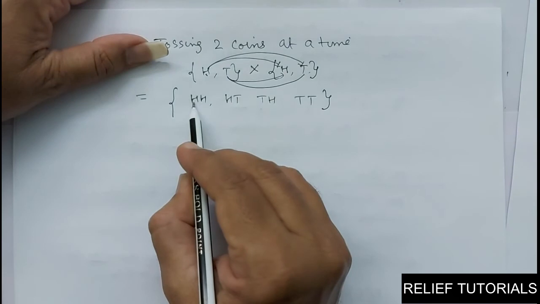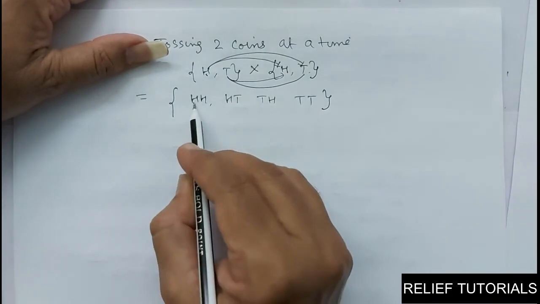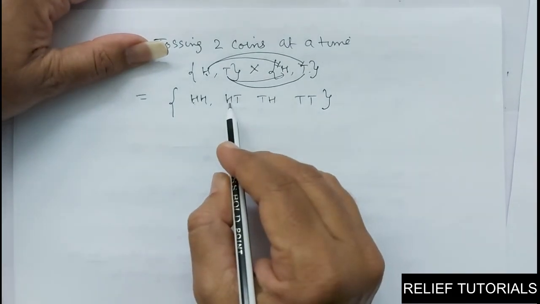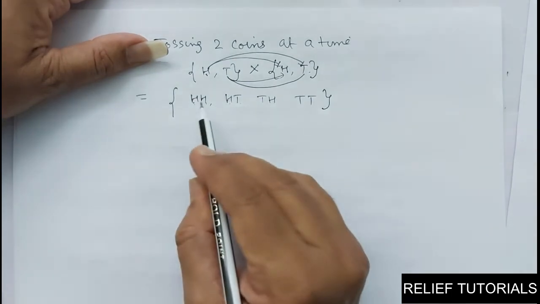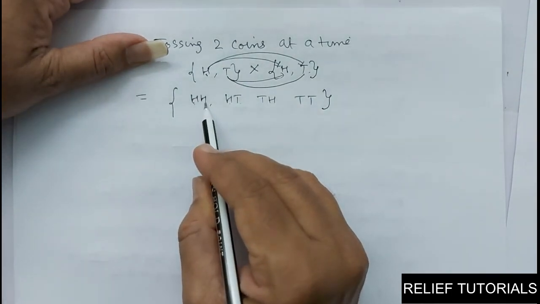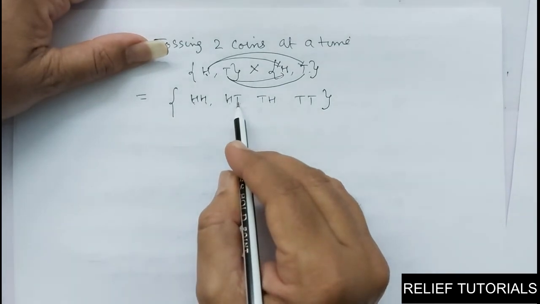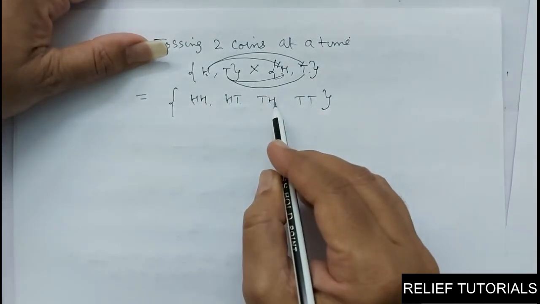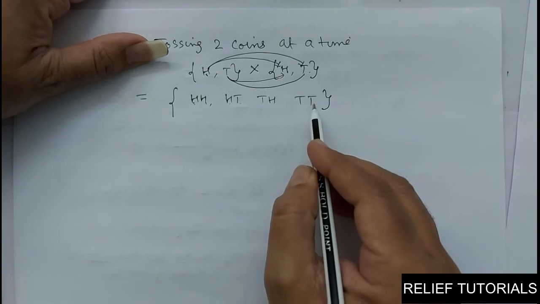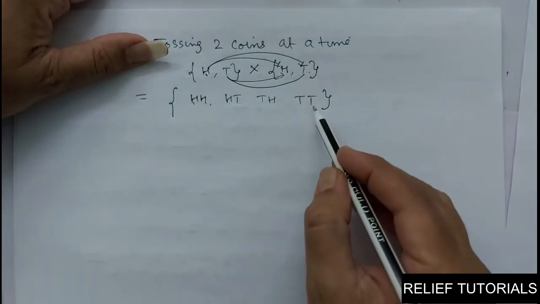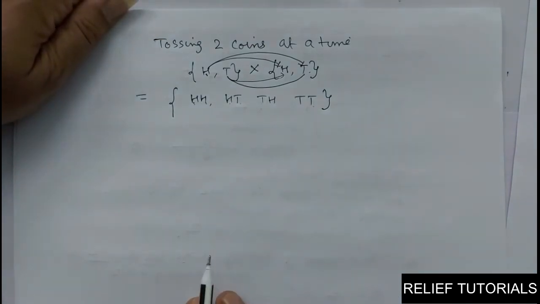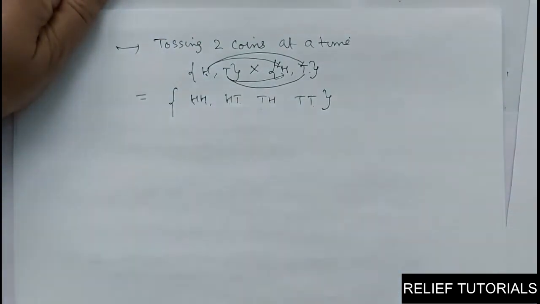On the first coin you get head, and on the second coin also head. Suppose you and your friend are both tossing a coin at a time. You get head, your friend also gets head. You get head, your friend gets tail. You get tail, your friend gets head. You get tail, your friend also gets tail. So these are all the possible outcomes. There are no other outcomes other than these. Clear? This is tossing two coins at a time.